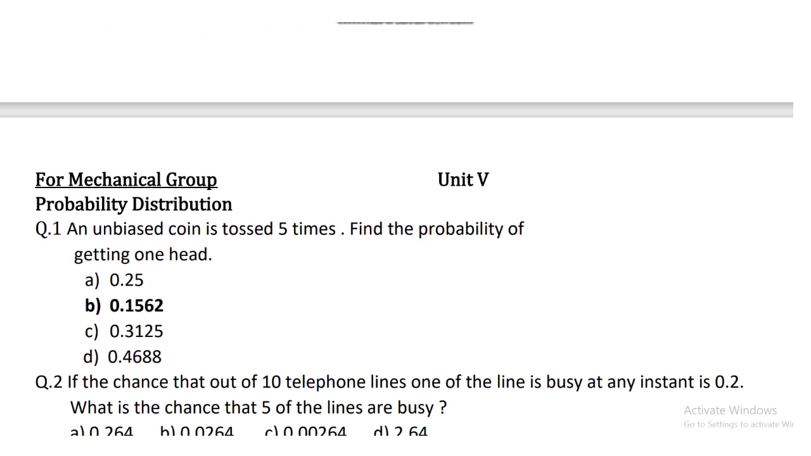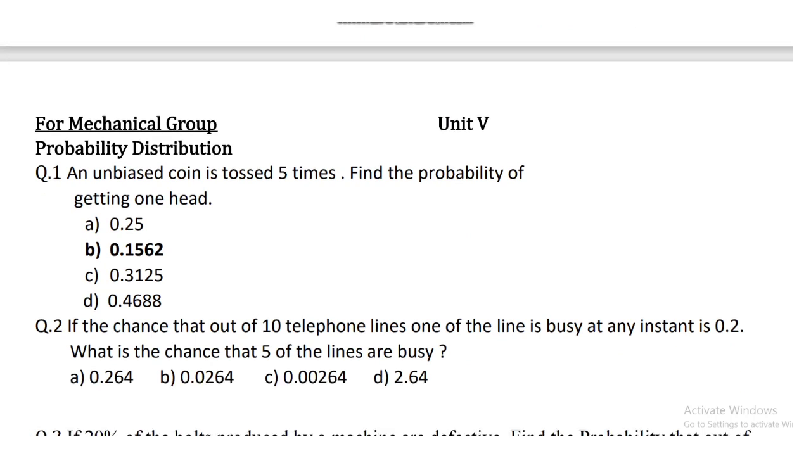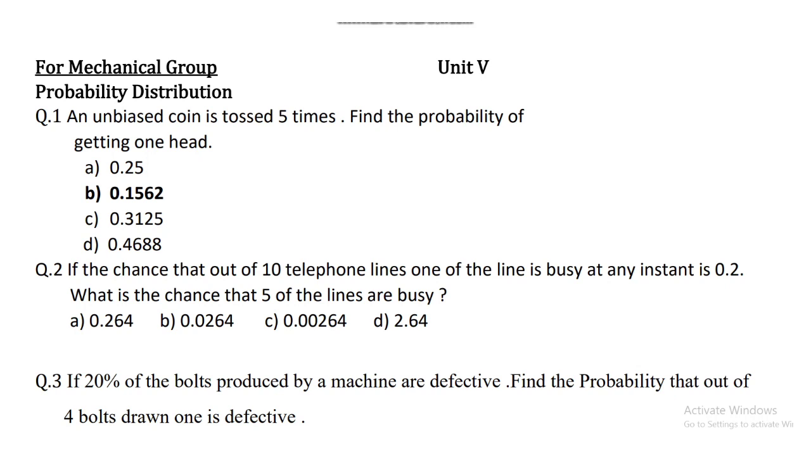Then for mechanical group, probability distribution, this chapter is only for mechanical group. Question number 1 is, an unbiased coin is tossed 5 times. Find the probability of getting one head. It is 0.1562.